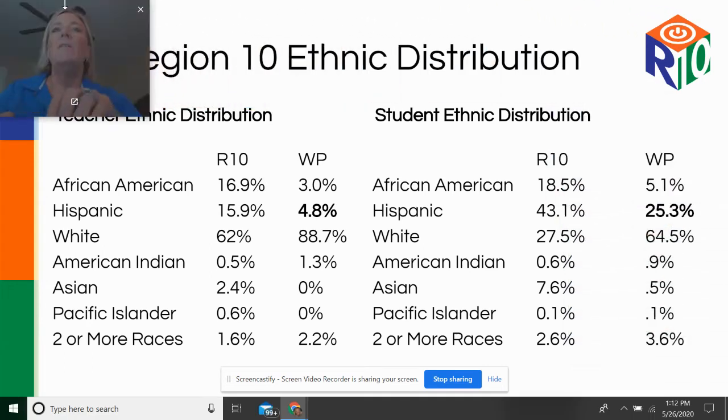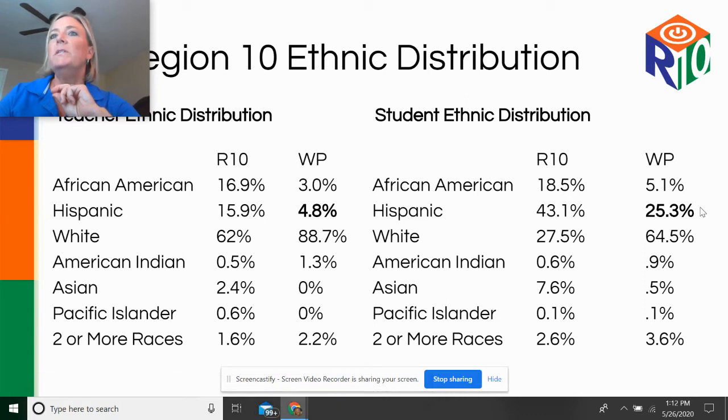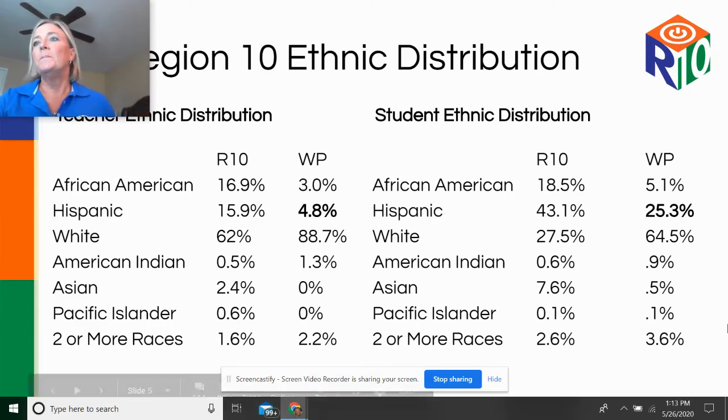I also have gathered some information about Wills Point's ethnic distribution among teaching staff, as well as the ethnic distribution among our students. You will notice that I did bold the Hispanic numbers because much like Region 10, we're disproportionate in our teaching staff to our student in terms of the cultural experiences. So while only 4.8% of our teachers would designate themselves as Hispanic, we have 25.3% of student population.